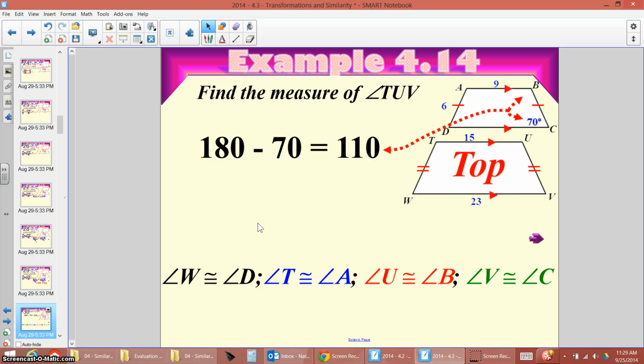So now I look at angles. If I wanted to find the measure of angle U, here's T, here's U, here's V. I notice that 70 and B are consecutive interior angles, and they add to 180. So to find B, I have to subtract 70 from 180 to get 110. Well, B and U are equal to each other, so I say that U equals 110.